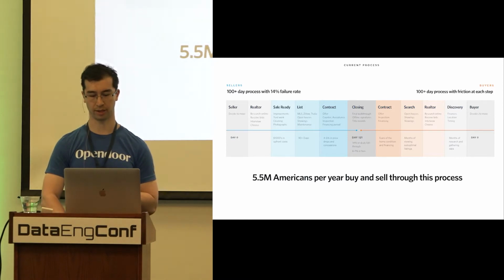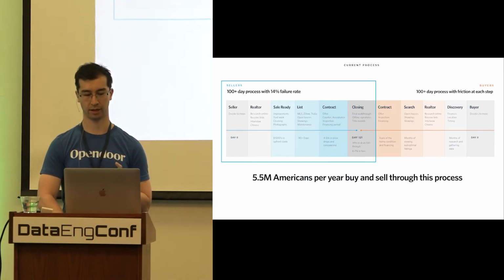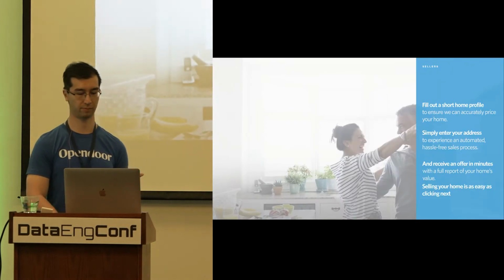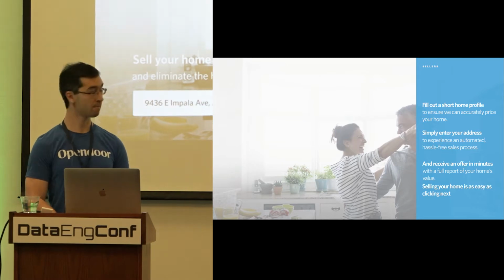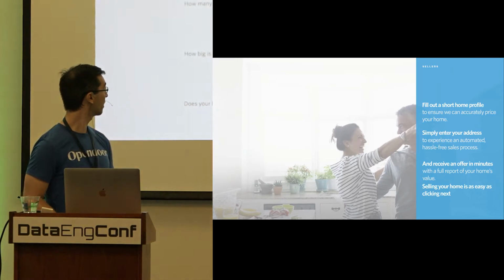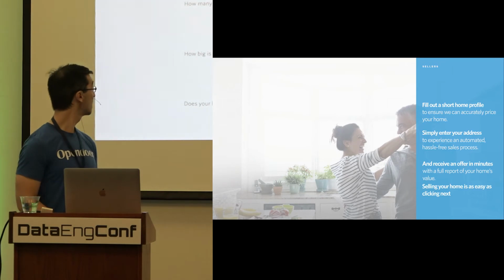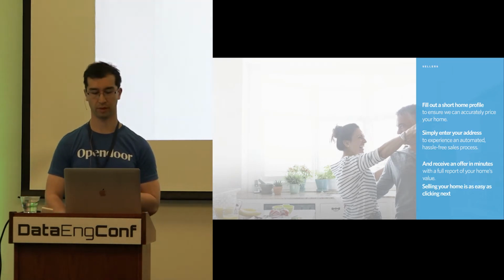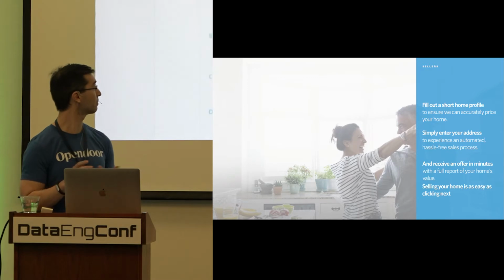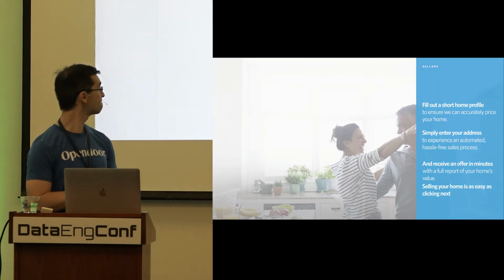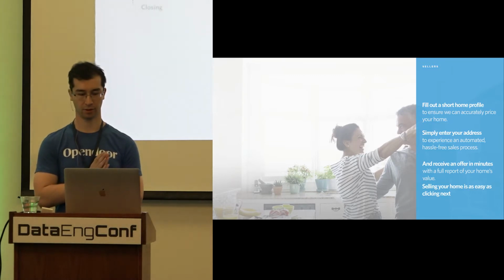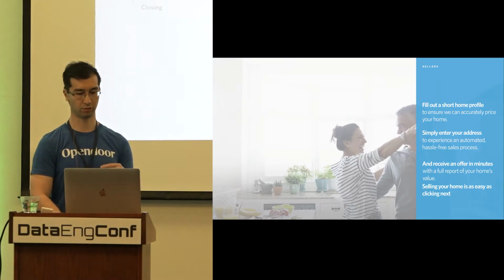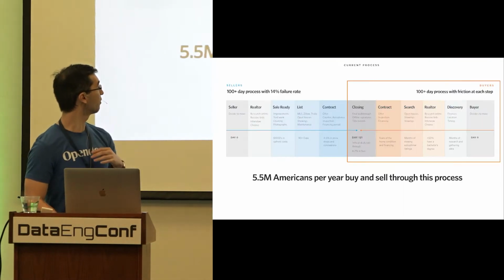So we decided to rethink this experience, and selling with OpenDoor is pretty easy. You go to our website, you enter your address, fill out a short survey about your house, and we'll give you, within a couple hours, an offer backed by data. And then you just fill out the rest of the contract online. So the key difference is you're selling your house to us, and then now it's up to us to find a market buyer.